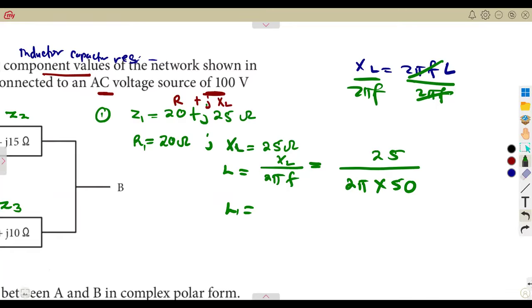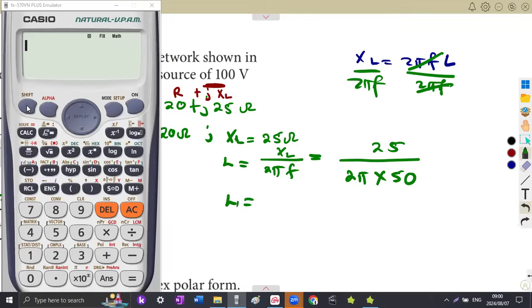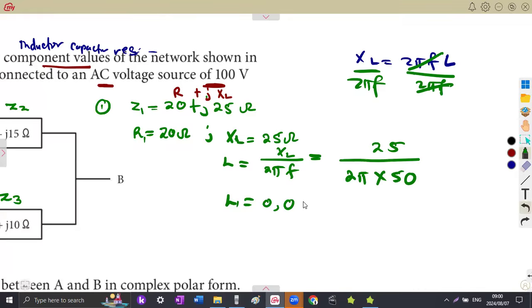All right, guys, on our calculator, I'm just going to fix it to 3 decimal places. Remember, I showed you shift, setup, fix, then you press 3. So it's 25 over 2 pi, then multiply by 50. That is going to be 0.08. I'm just going to write this as 0.08 like this.